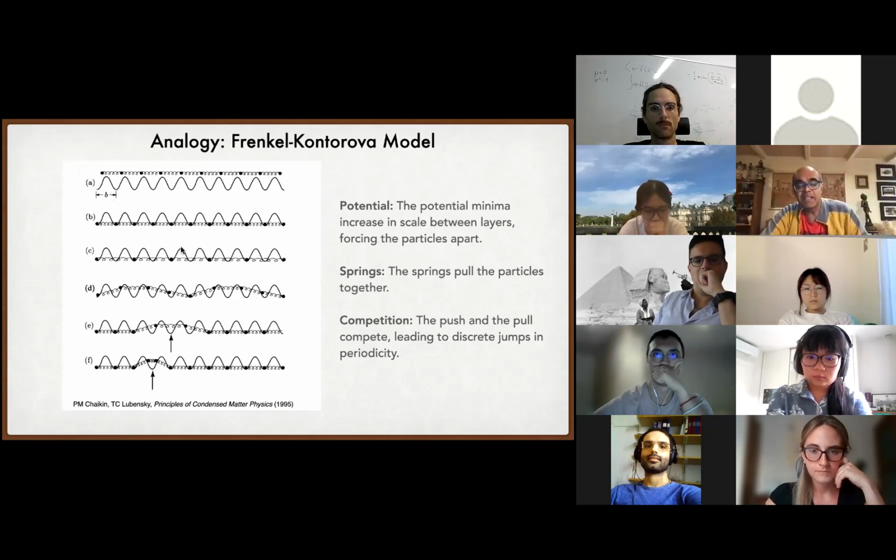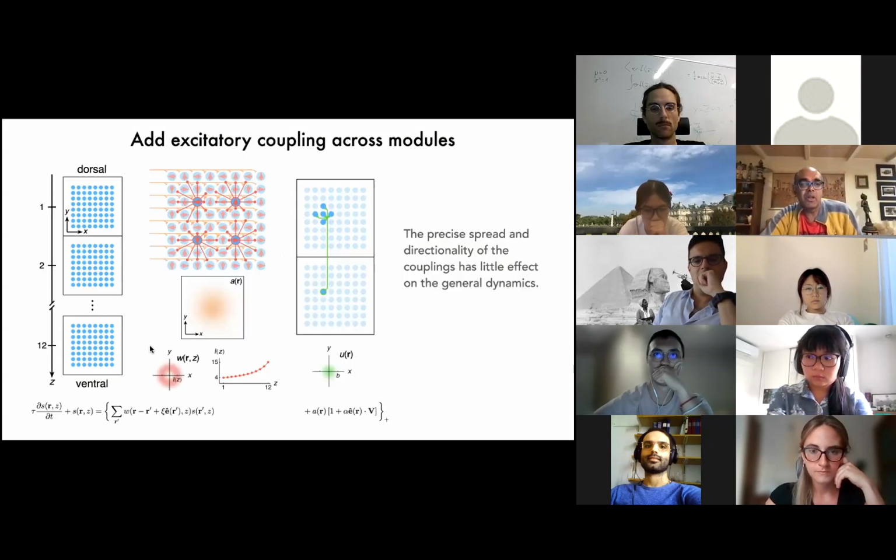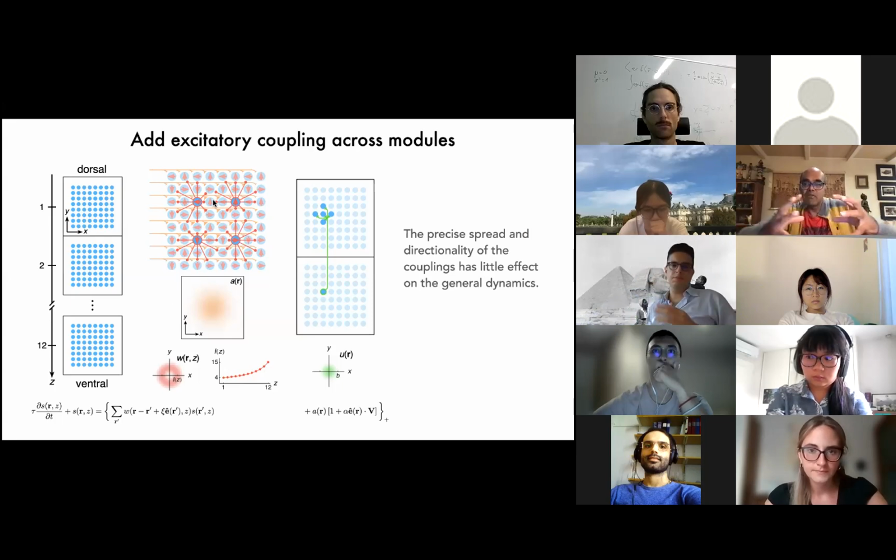So inspired by this, we can imagine the following model. So we have here the inhibition between grid cells pushing the grid to be further and further apart, to have bigger and bigger period.